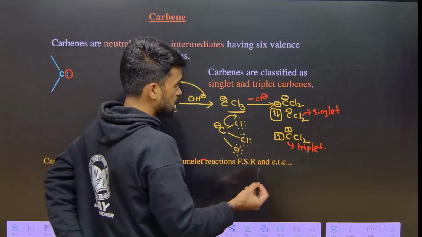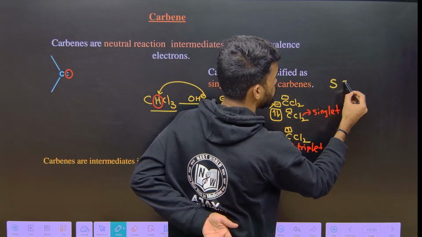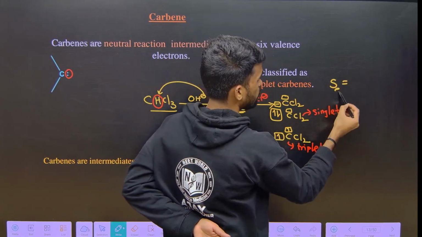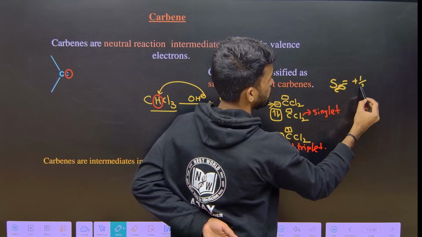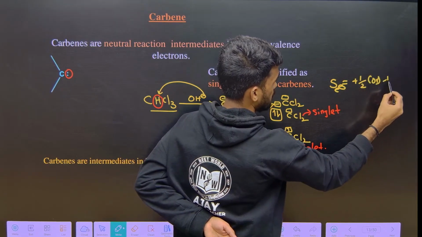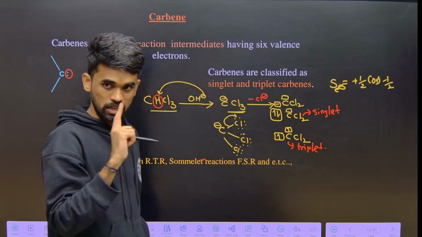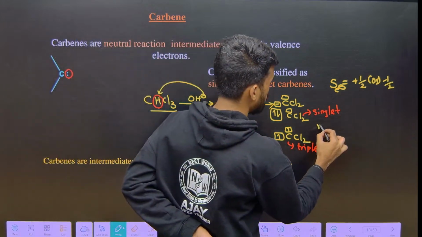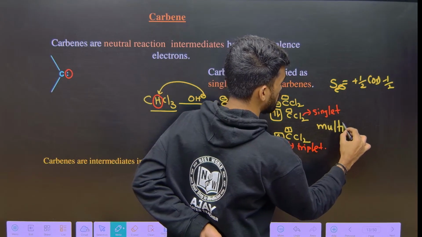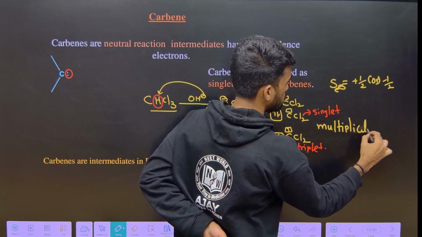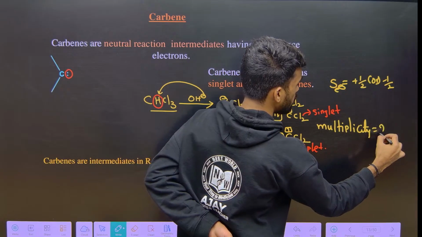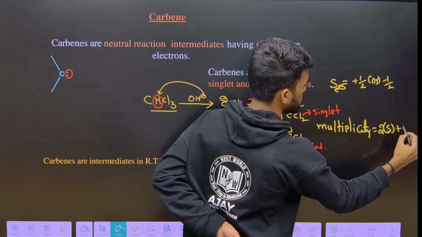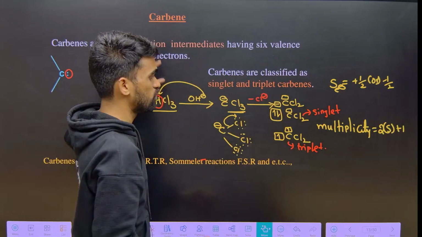See, the spin of one electron is how much? The spin of one electron is either plus half or minus half, either clockwise or anti-clockwise direction. Now when I say multiplicity, you should use this formula: multiplicity is equal to 2s plus 1. This is the spin multiplicity formula.